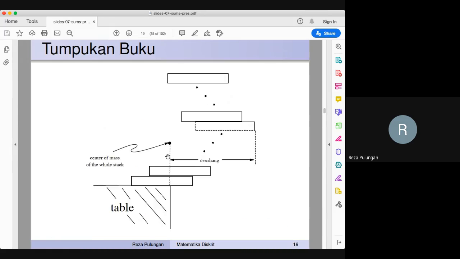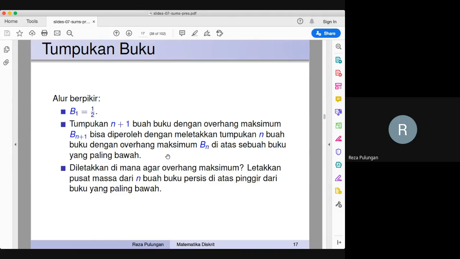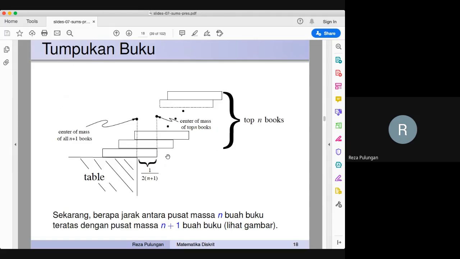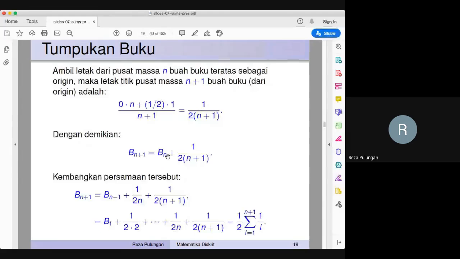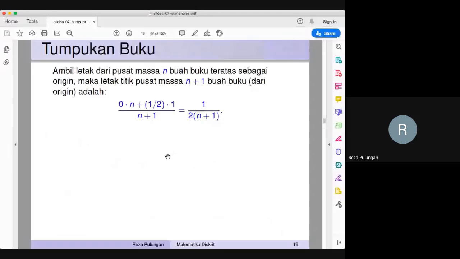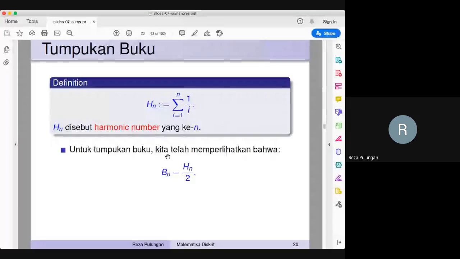I will just skip this. I'm going to go right away to the summation. I mean, you can read it yourself. Yeah, you can read this motivation basically yourself. I'm going to continue right away to the summation that we're going to see.